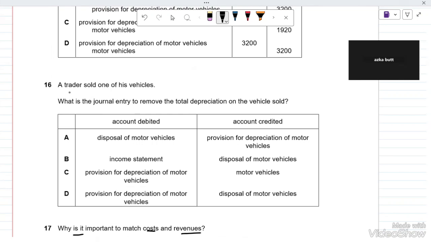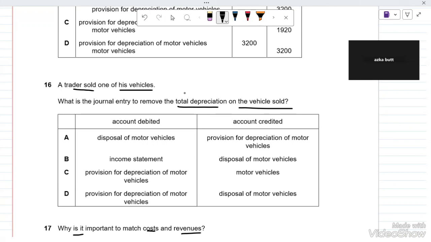Okay, so question number 16. A trader sold one of his vehicles. What is the general entry to remove the total depreciation on the vehicle sold? Okay, so this is now very easy. When we sold the vehicle, what type of journal entry will we make to remove the total depreciation?